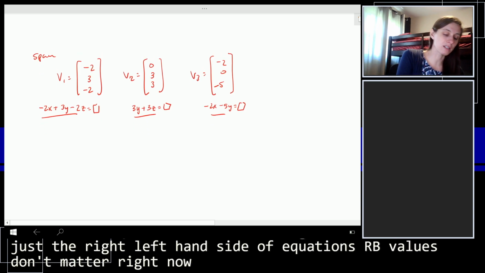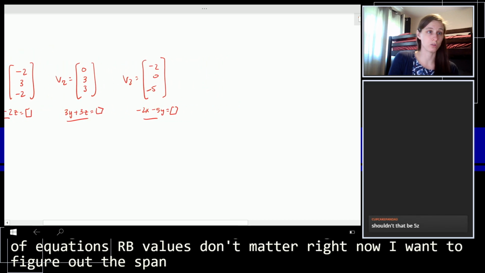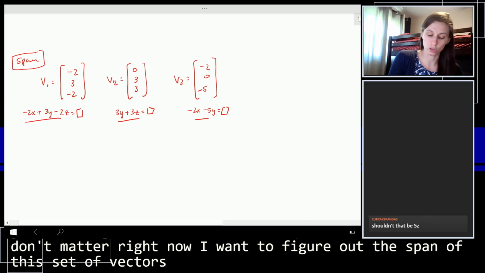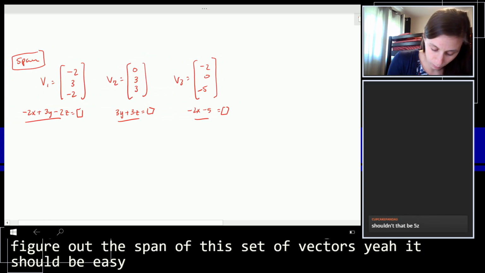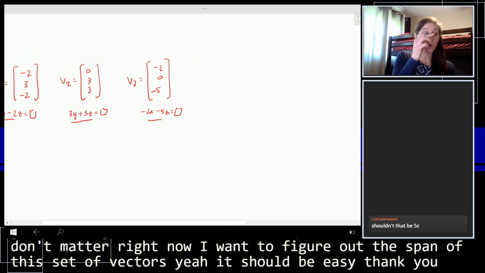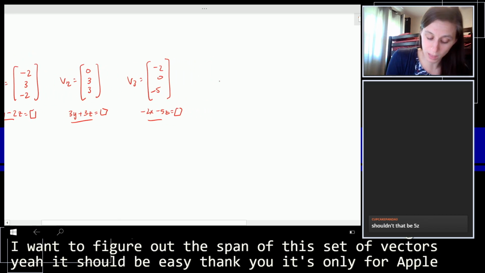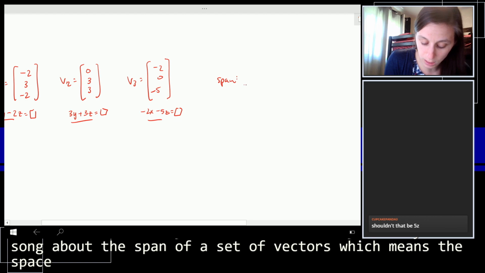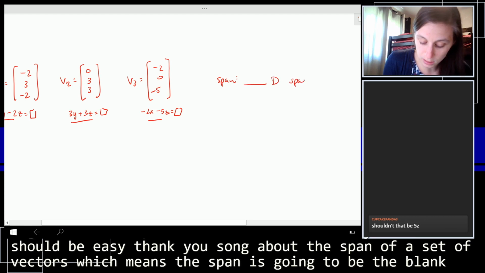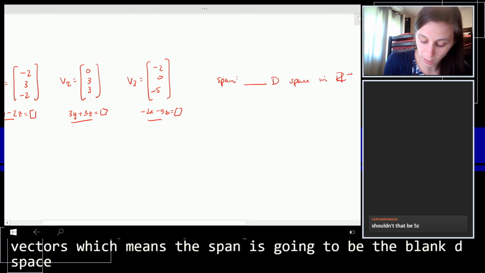So I want to figure out the span of this set of vectors. Yeah, it should be z. Thank you. So I want to figure out the span of the set of vectors, which means the span is going to be the blank D space in R blank.